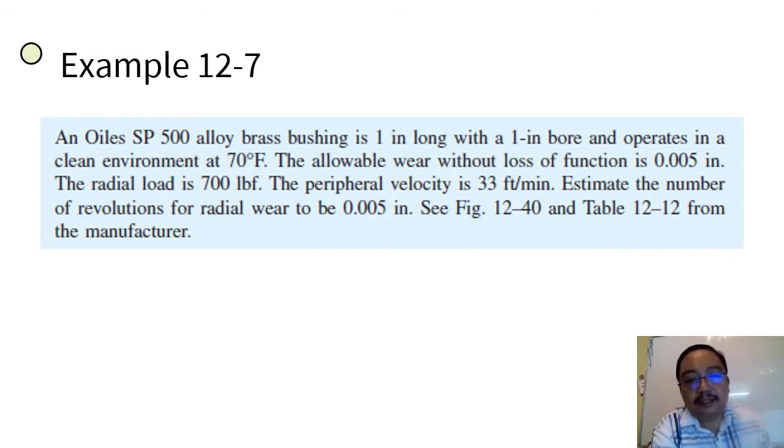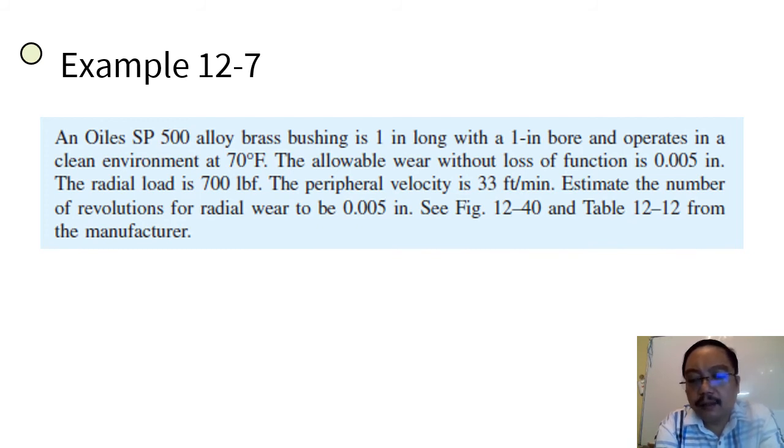Now we do the example. The SAE 500 alloy brass bushing, 1 inch long with a 1 inch bore, operates in a clean environment at 70 Fahrenheit. The allowable wear without loss of function is 0.005 inch. Radial load is 700 pound. Peripheral velocity is 33 feet per minute. Estimate the number of revolutions for radial wear to be 0.005 inch. We see figure 12.10 and table 12.12 from the manufacturer.